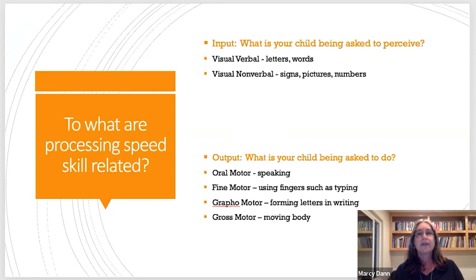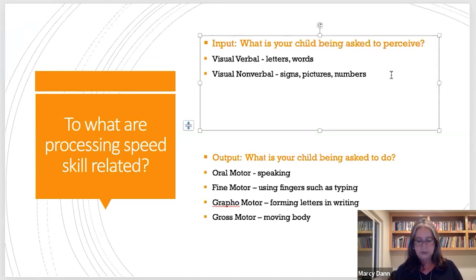And then, I don't have it listed here, but what is the student hearing? Is the student hearing auditory verbal or auditory nonverbal information? Auditory verbal might be the words or sounds, and nonverbal might be tone of voice or a passing fire engine siren. The other kind of input that I can talk about is just sensory input. How do you feel, with your senses?